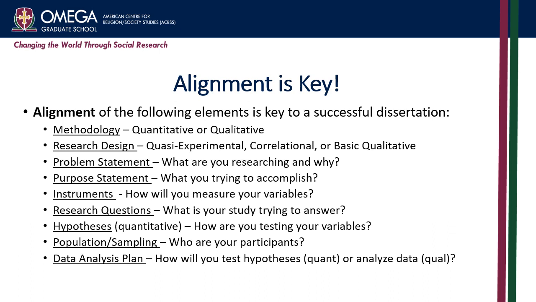First, you need to determine your methodology, either quantitative or qualitative. And from your methodology, you choose your research design. OGS supports 2 quantitative research designs, either quasi-experimental, that's examining statistically significant difference between 2 groups, or correlational, that's examining a statistically significant relationship between 2 continuous variables. And for qualitative, we support only 1 design, and that's the basic qualitative design.